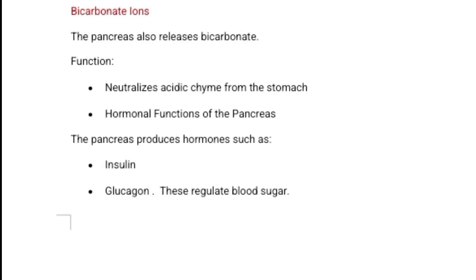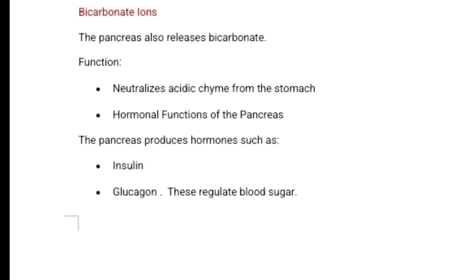Bicarbonate ions. The pancreas also releases bicarbonate. Function: neutralizes acidic chyme from the stomach. Hormonal functions of the pancreas. The pancreas produces hormones such as insulin, glucagon. These regulate blood sugar.